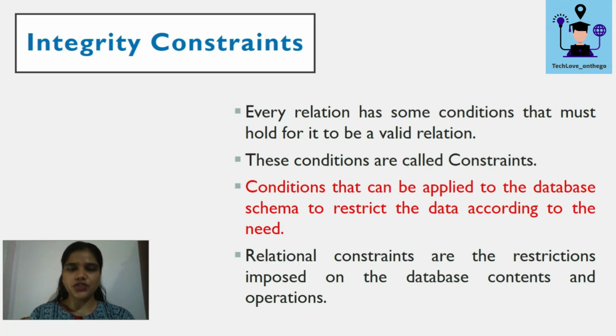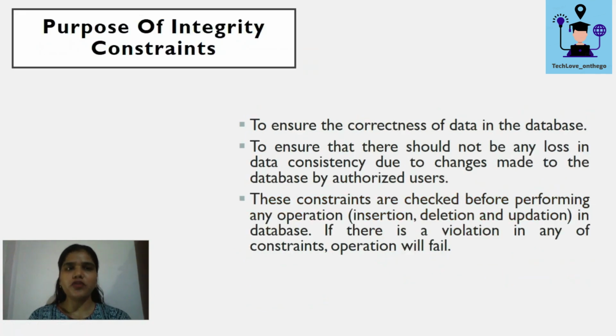Relational constraints are the restrictions imposed on the database contents and operations. Purpose of integrity constraint: to ensure the correctness of the data in the database, and to ensure that there should not be any loss in data consistency due to the changes made to the database by an authorized user. One thing we need to understand is that even if you are an authorized user of that particular database, you are not allowed to bypass the constraints. These constraints are checked before performing any operation, whether it is insertion, deletion or any update operation in the database. If there is a violation of any constraint, the operation which you are performing will definitely fail.